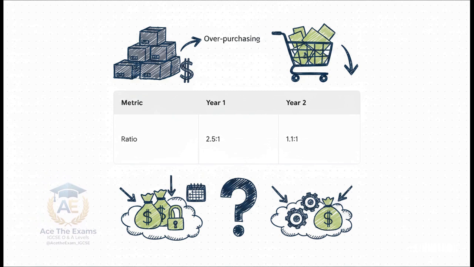Take a look at this. In year 1, our current ratio is a very healthy 2.5 to 1. But in year 2, it drops alarmingly to 1.1 to 1. An A-star candidate doesn't just state the drop, they investigate why.